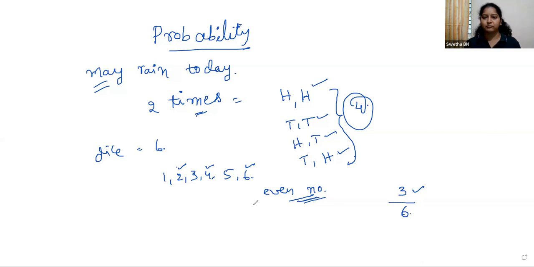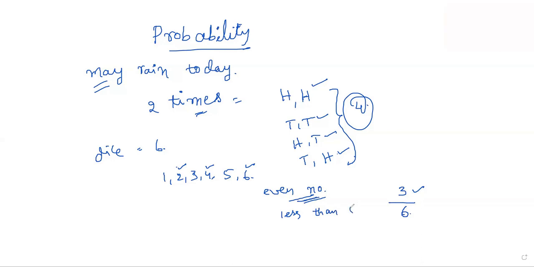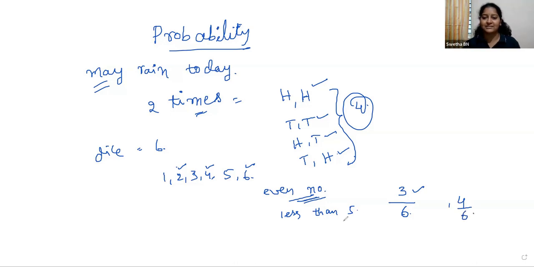Suppose probability of getting less than 5. Less than 5. 4 by 6. See, I'm asking less than, which means 5 is not included. Less than 5 means you have to take 1, 2, 3, 4. That is 4 by total outcomes, which is 6.